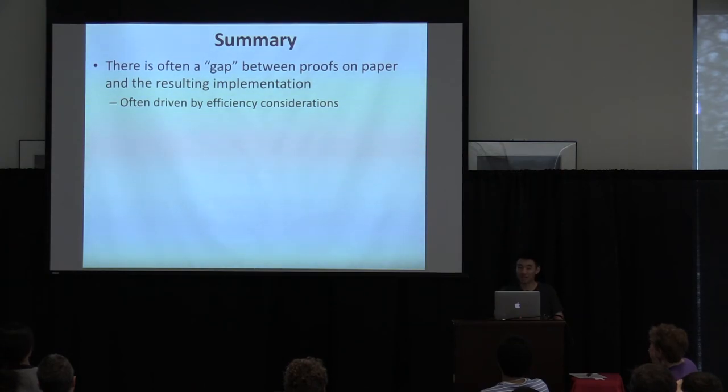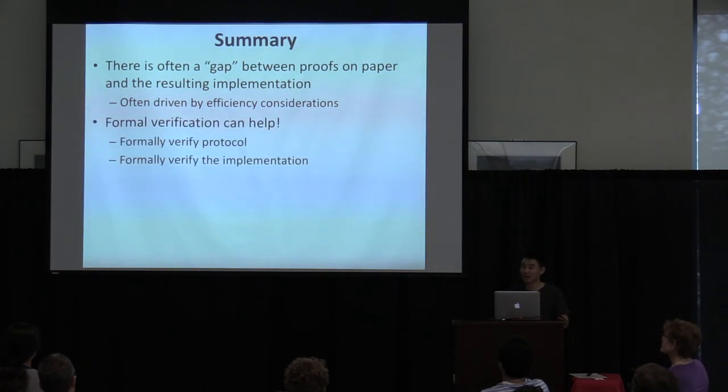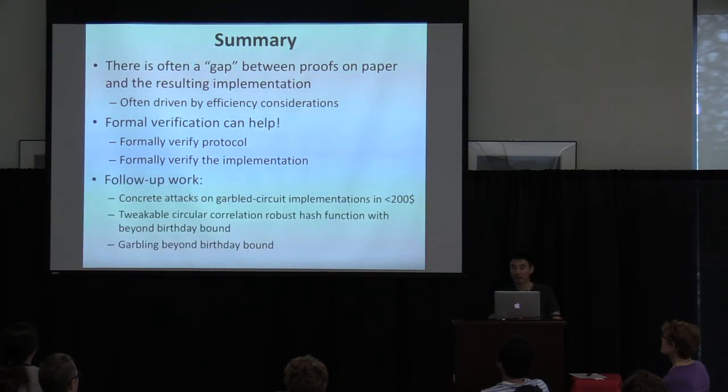So in summary, there's a huge gap between implementations and the concrete security that we can show. Generally, we need formal verification to show end-to-end security from the protocol to the implementation and all the choices. Inspired by this work on abstractions of hash functions, we were also able to find concrete attacks on garbled circuit implementations that actually break the circuit and get the delta in free XOR, for example, using just $200.